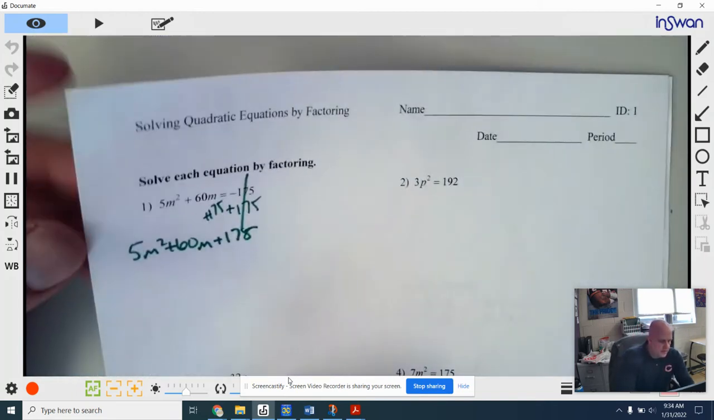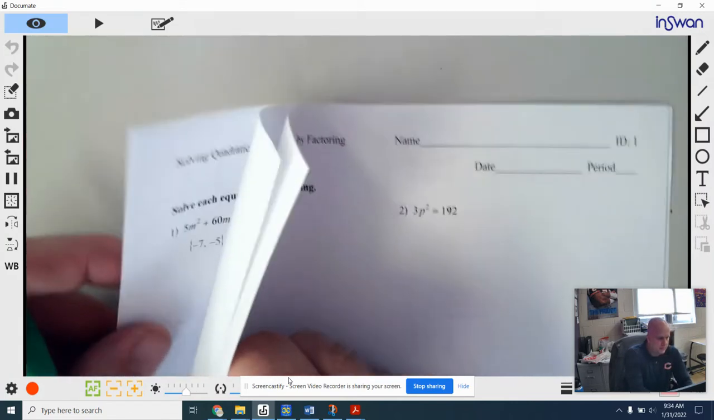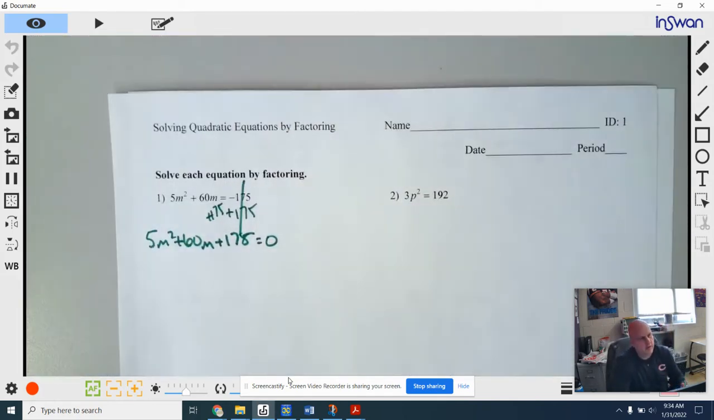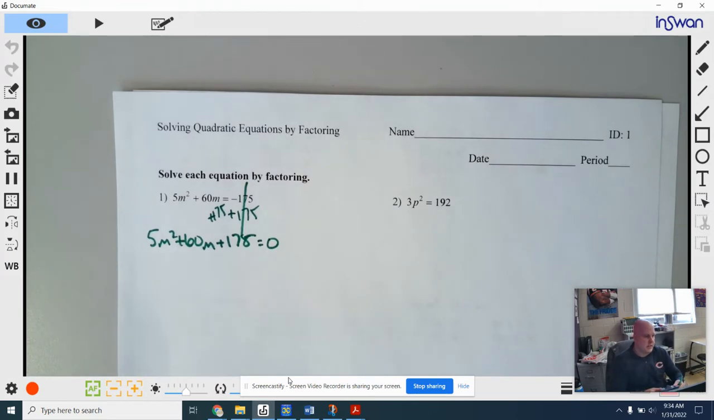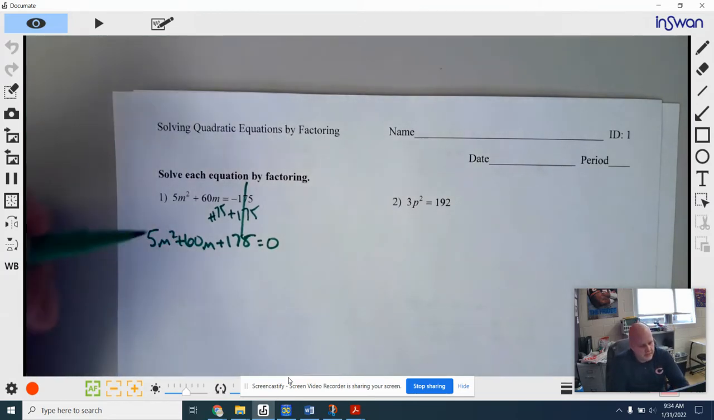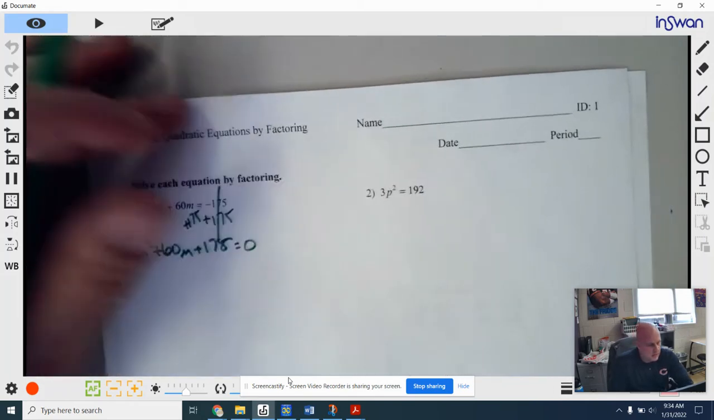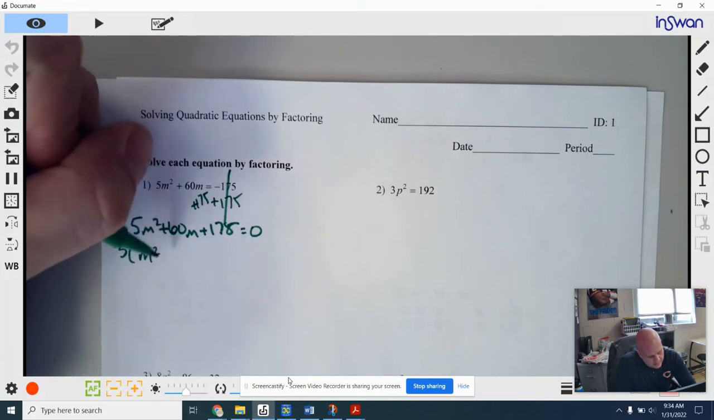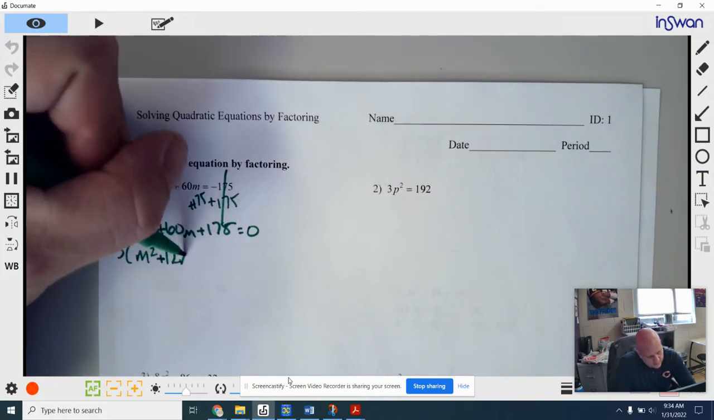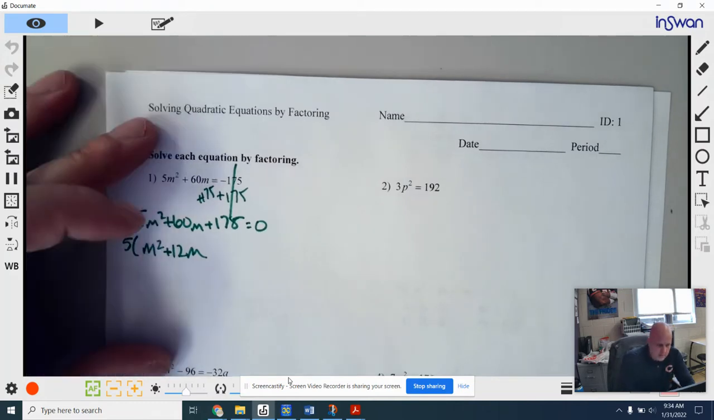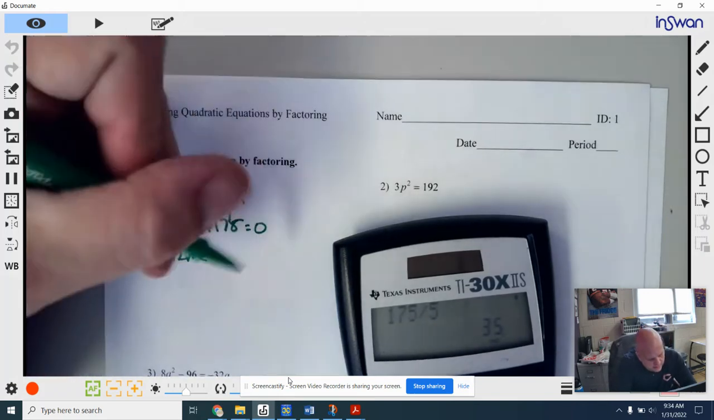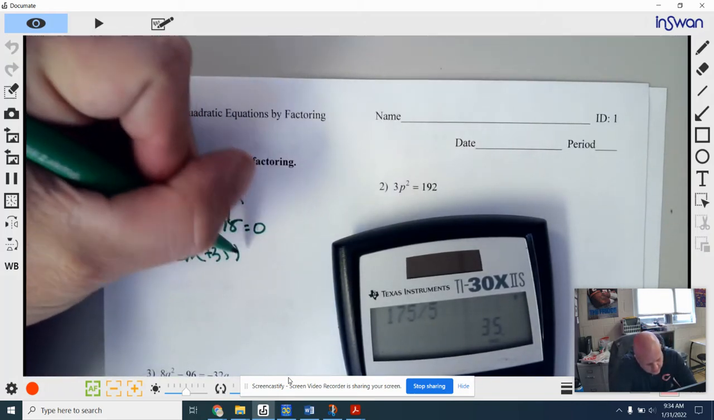Now, if you look at the problem that we have left right now, you need to factor that out. Well, we also have equals 0 because there's nothing on the right side. But I need to pull out a GCF first, because 5, 60, 175, they all have a GCF, and that GCF is going to be 5. So I'm going to pull out a 5, and then rewrite what should be left. So m squared plus 12m, and then 175 divided by 5, 35. And I put equals 0.